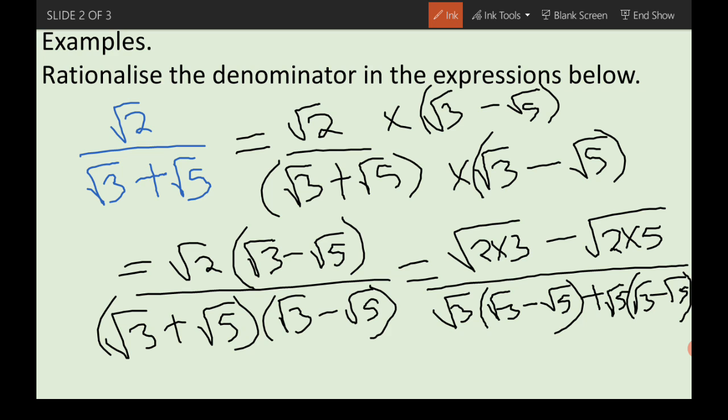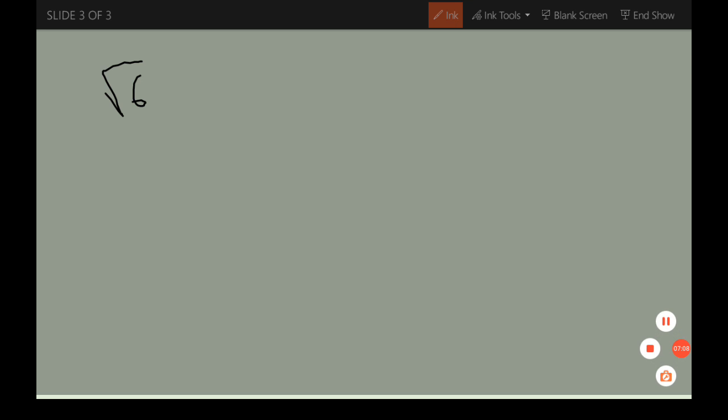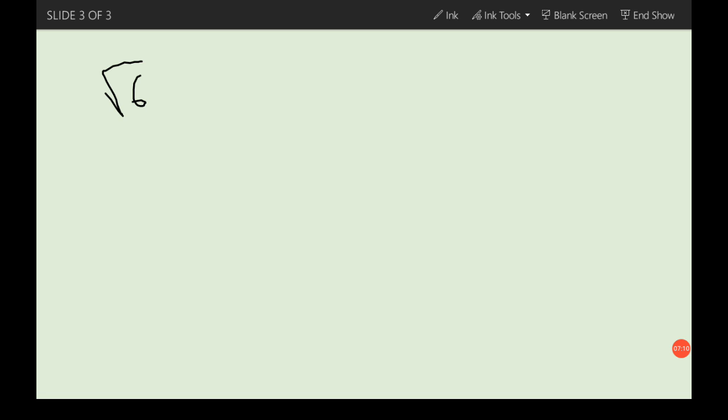So still I simplify this by expanding whatever I have in the denominator. Meanwhile, in the numerator I multiply, and on this I'll end up with root of 6 minus root of 10 divided by, so I expand what we had in the denominator.